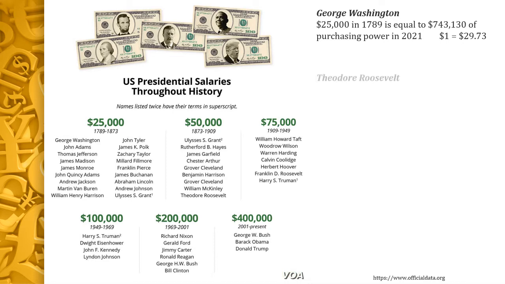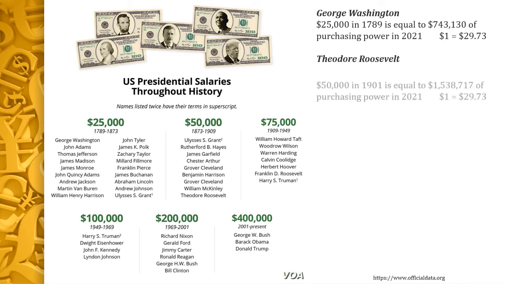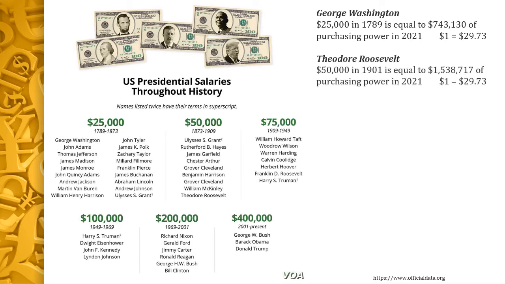So let's take a look at another president. We'll look at Theodore Roosevelt. He's one who was making $50,000 as president. And notice that his $50,000 salary would equal somebody who was being paid over $1.5 million today. He was able to buy with his $50,000 in 1901 the same amount of stuff that somebody today making $1.53 million would be able to pay. So basically a dollar in 1901 would be equal to, again, almost $30 today.